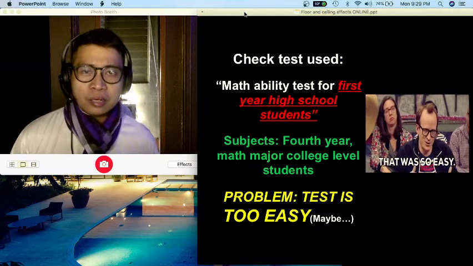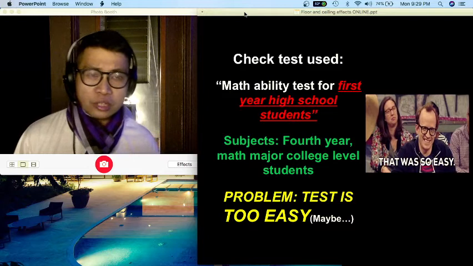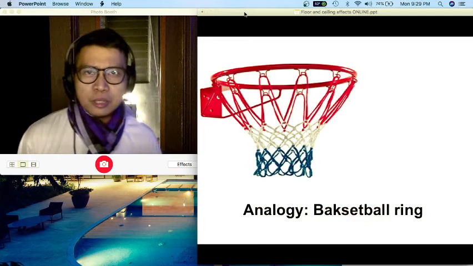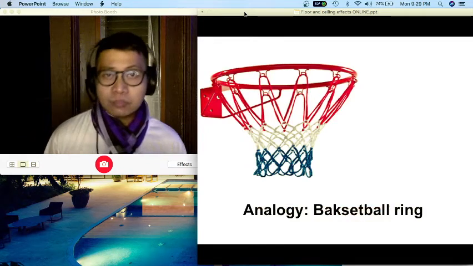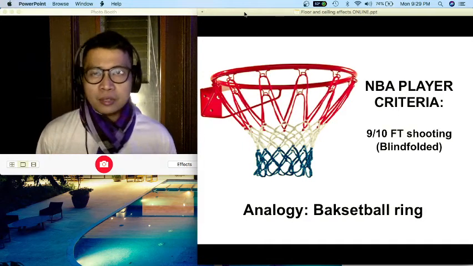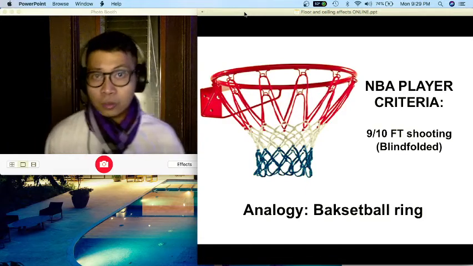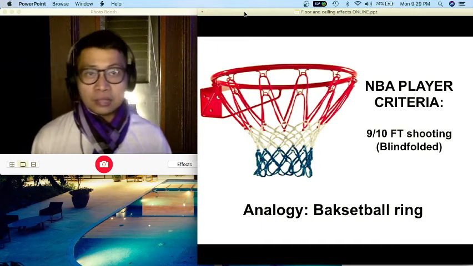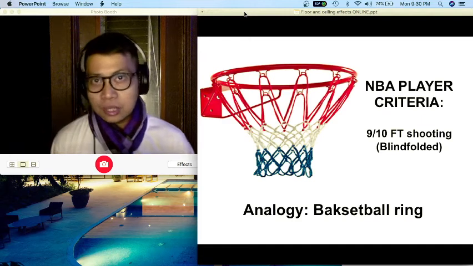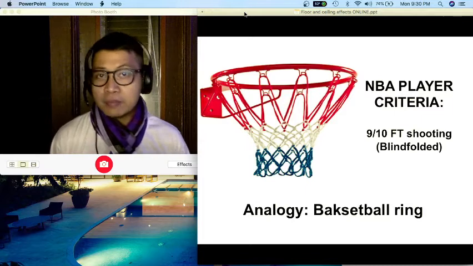Posibleng meron naman talagang epekto yung meditation sa math performance. It's just that because the test was too easy for your participants, the effect of your IV on your DV did not appear. Let me use a very simple analogy to again describe to you the concept of ceiling effect. Halimbawa, naghahanap tayo ng mga potential NBA players. As you know, NBA is the best league in the world. So, that means yung mga atleta in the NBA are considered elite athletes. Now, imagine, let's say I go to LaSalle and then I would like to find students who have the potential to play for the NBA.